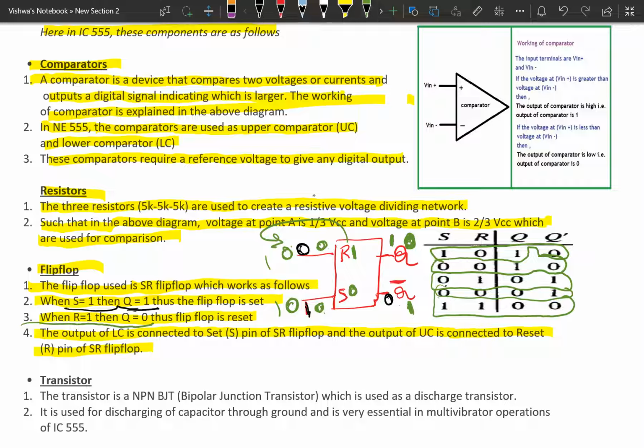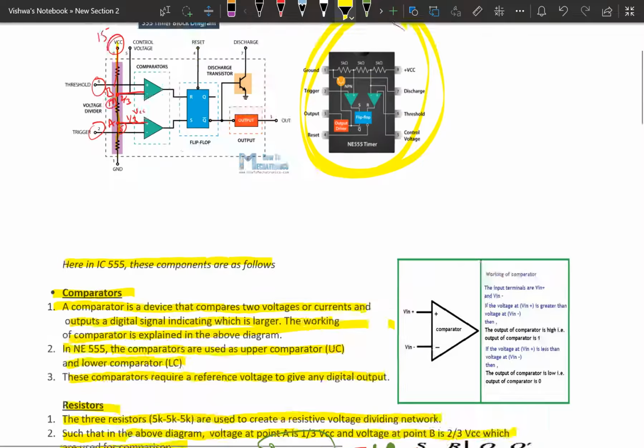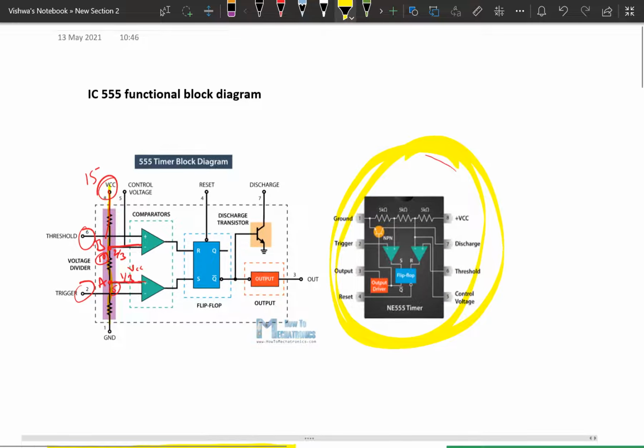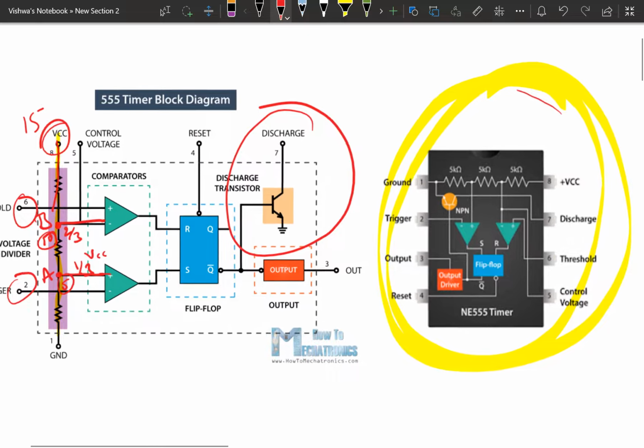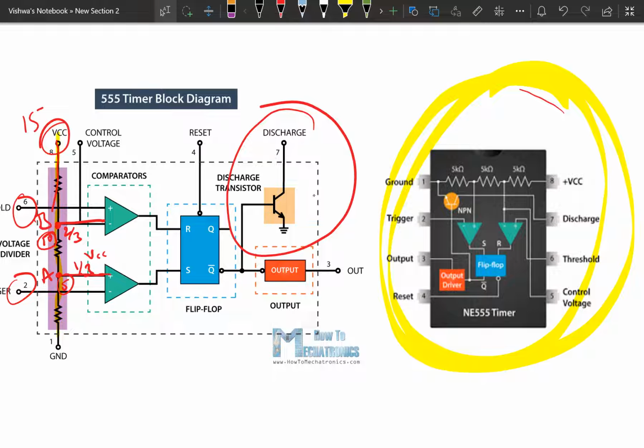Next one is the transistor. The transistor is an NPN bipolar junction transistor, which is used as the discharge transistor. Here we are using this transistor. This transistor is used for discharging. So how does it discharge? Through the ground. See here, this is connected to the Q bar complement output.